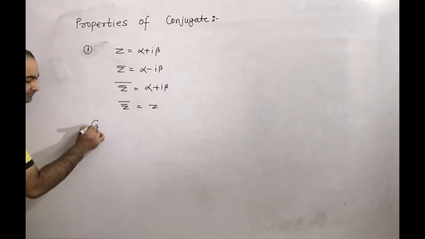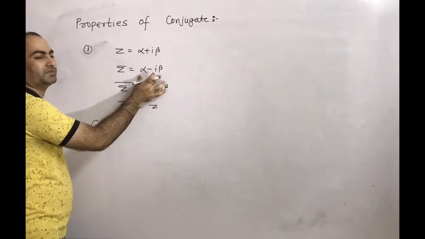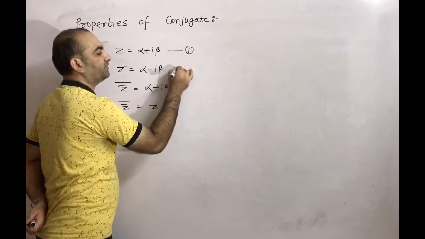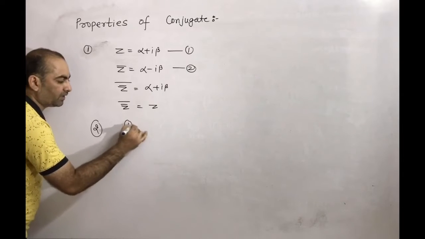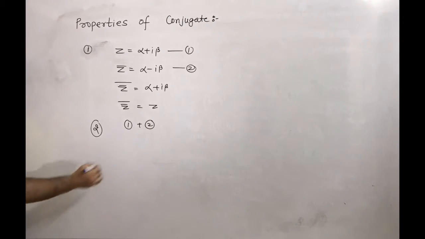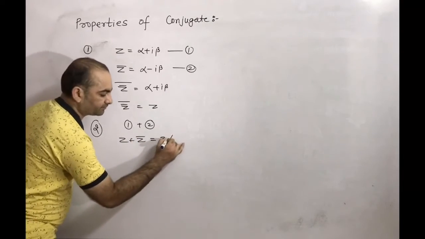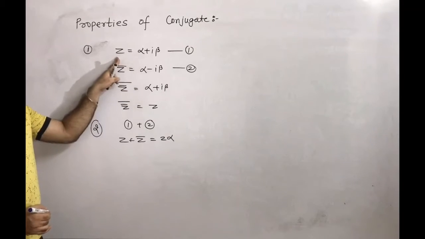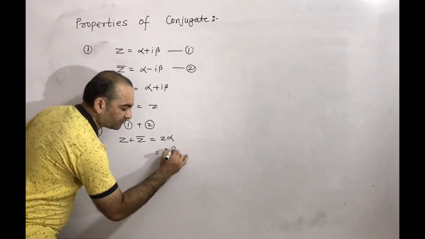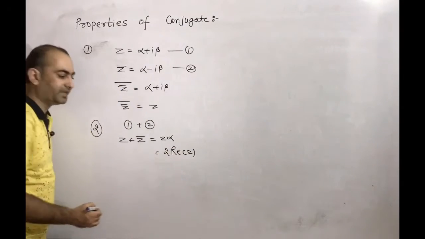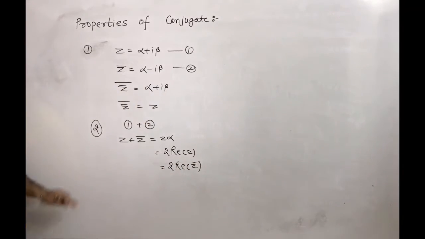Second property. See, z is alpha plus iota beta and z bar is alpha minus iota beta. Now this one we can take as equation number 1, this one as equation number 2. Now if you add these two equations, equation 1 plus equation 2, what will come? z plus z bar. z plus z bar is 2 times alpha. Okay, alpha we can say is the real part of z, or the real part of z bar. So what will come is 2 times real part of z, or we can say 2 times real part of z bar. This is property number 2.